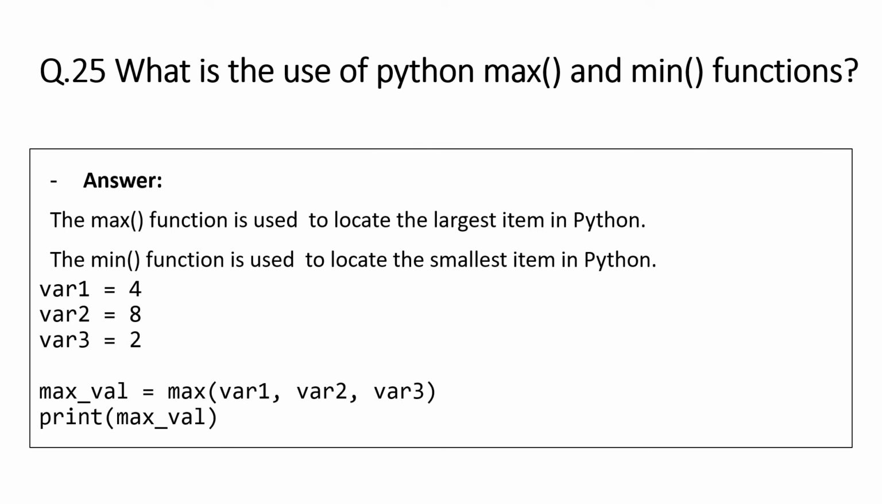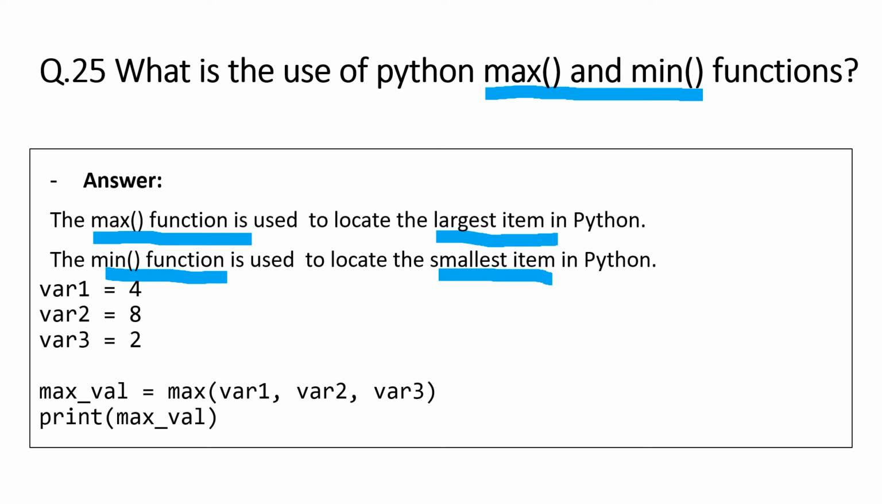Now the last question of discussion is, what is the use of the Python max and min functions? So, the max and min functions. The max function is used to locate the largest item in Python. The min function is used to locate the smallest item in Python.